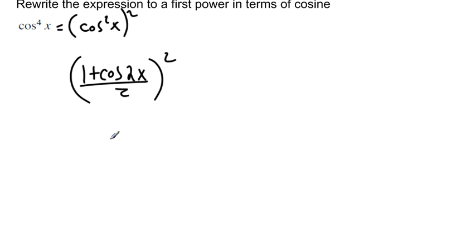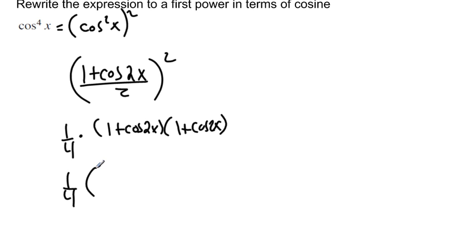I'm going to square the bottom right now and just say, okay, that's going to be 1/4 and then times, but I'm going to square this right here. 1 plus cosine of 2x times 1 plus cosine of 2x. Okay, so let's go ahead and square this whole binomial here. I'll get 1/4 times 1, 1's 1. Then I get 1 cosine of 2x and another cosine of 2x, so plus 2 cosine of 2x. And then plus cosine squared of 2x.